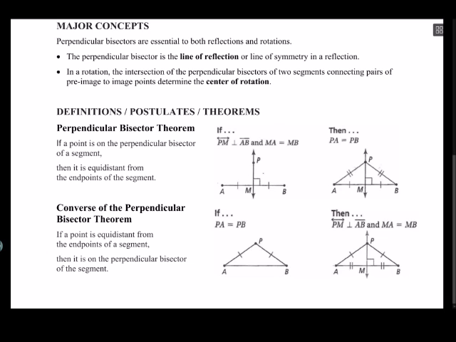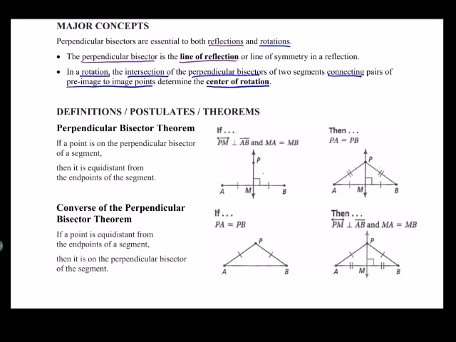The major concept we are undertaking in this lesson is how perpendicular bisectors are useful in reflections and rotations. In reflections, the perpendicular bisector is the line of reflection, or our line of symmetry, and in a rotation, the intersection of the perpendicular bisectors of your segments that connect your pre-image and image points is used to find the center of rotation. And we will do a couple of our geometry application examples on those.